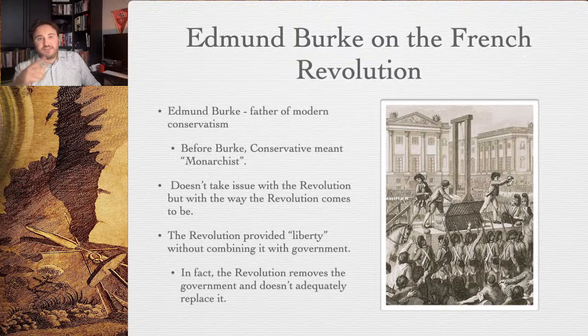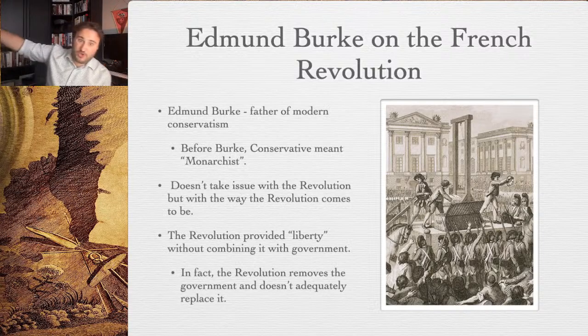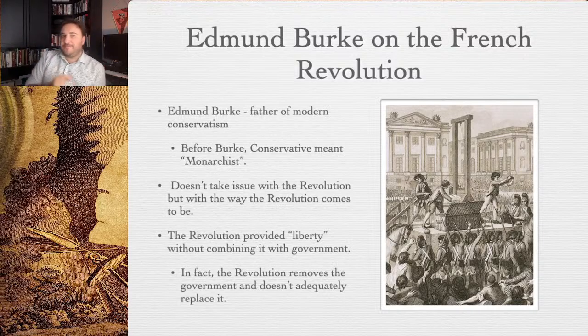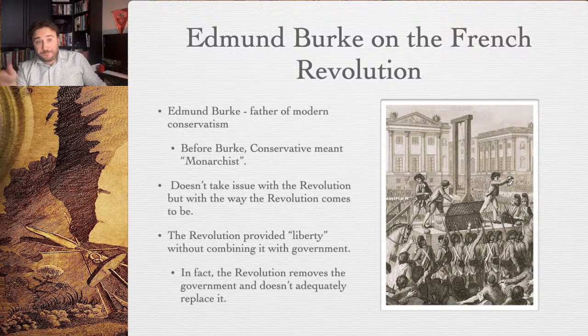Not neocons in the international relations way of neocons, not the George W. Bush neocons, but like new conservatism after this moment in time. Edmund Burke style conservatism focuses instead on the concept of stability. What does the government look like before and after the French Revolution? What does society look like before and after the French Revolution?